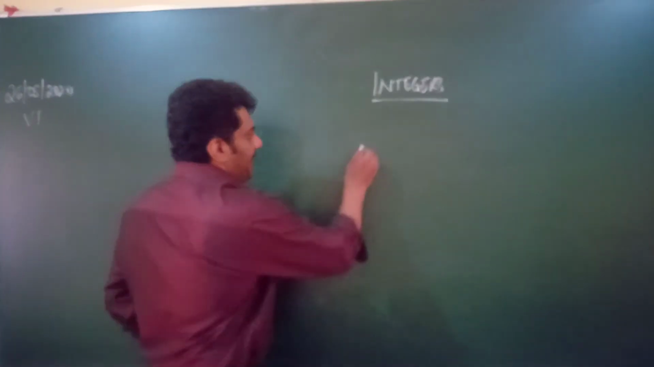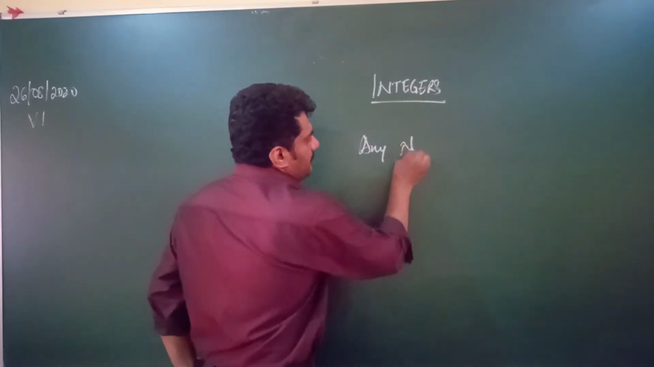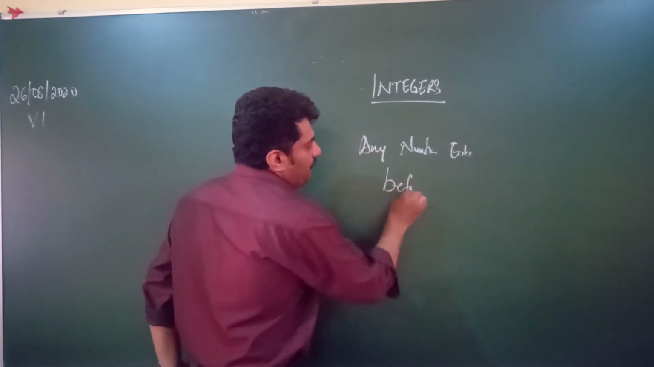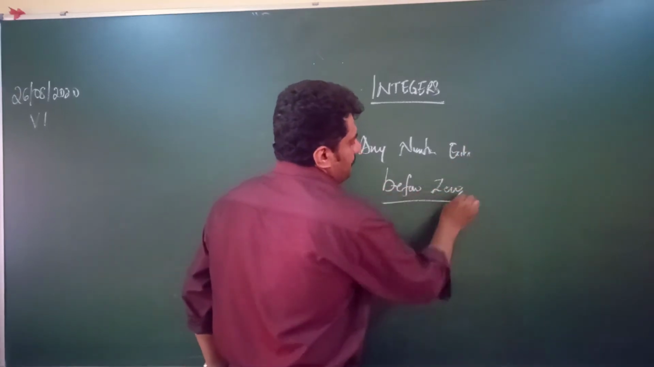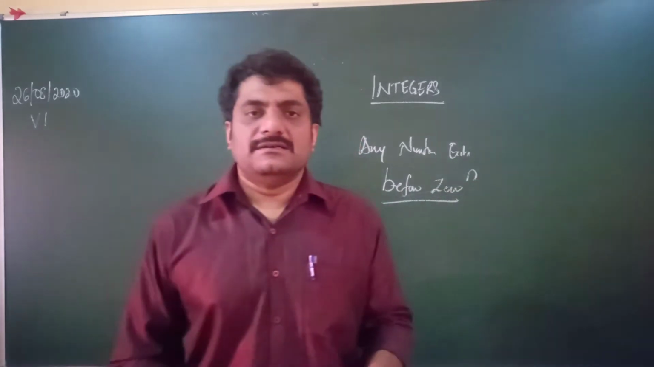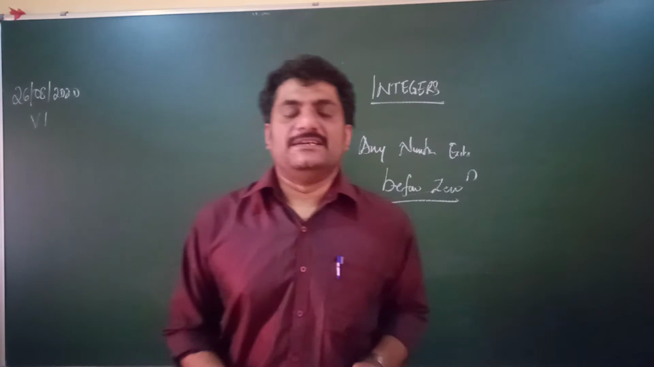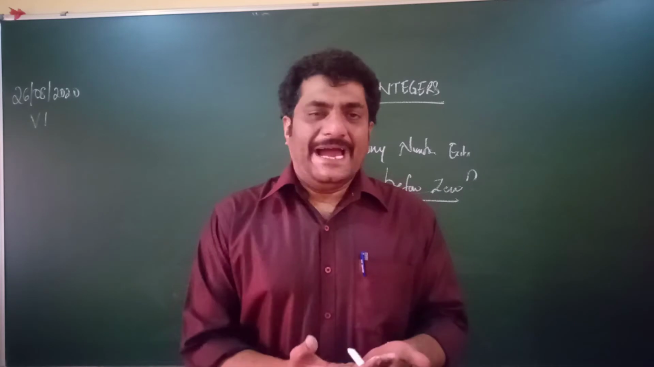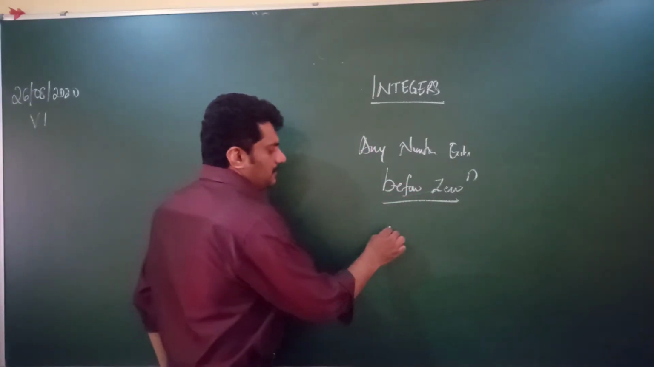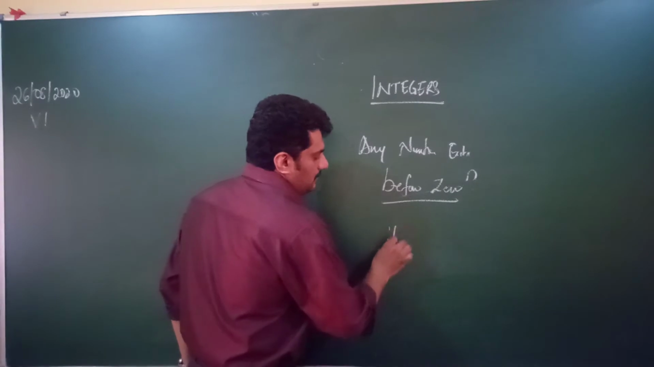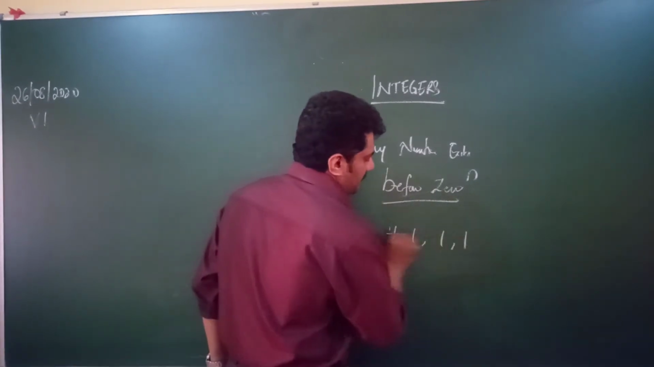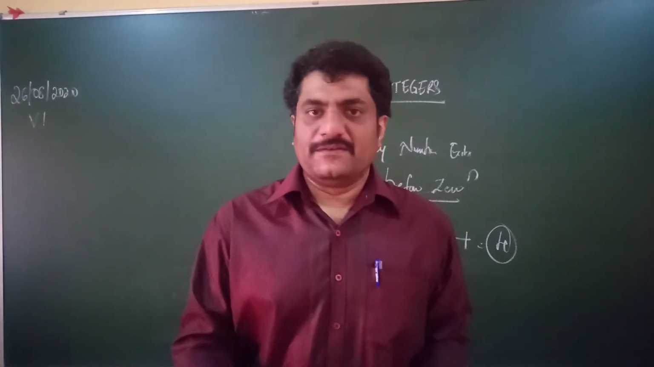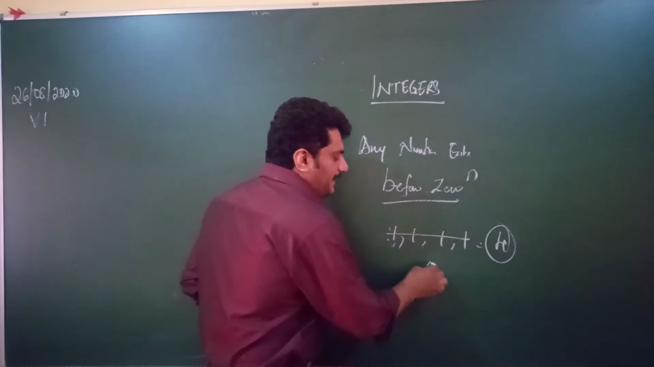Now we just wanted to know, does any number exist before 0? Does any number exist below 0? Let me give you an example. Say you have some chocolates: 1, 1, 1, 1. In total, you have 4 chocolates with you. You eat everything. So that means you don't have any chocolate.